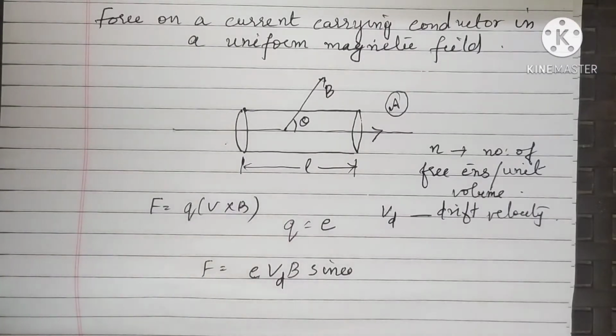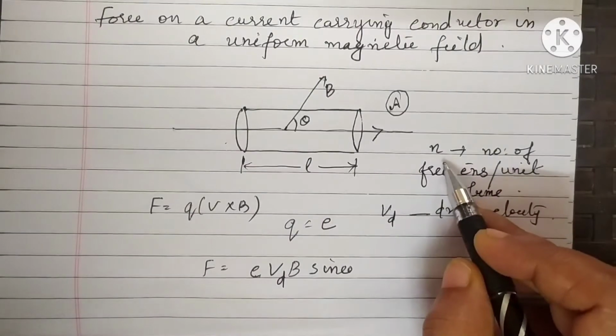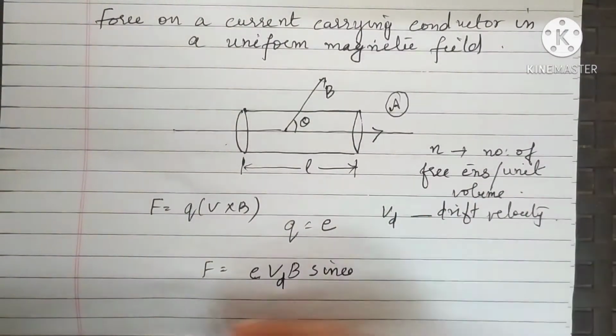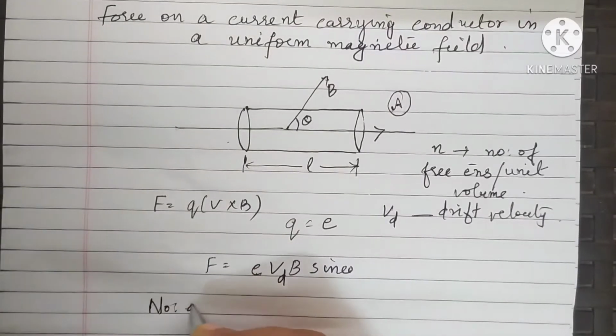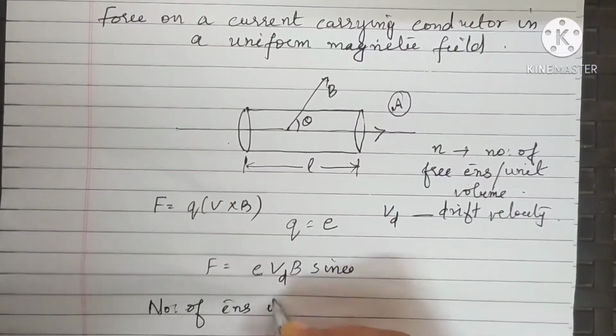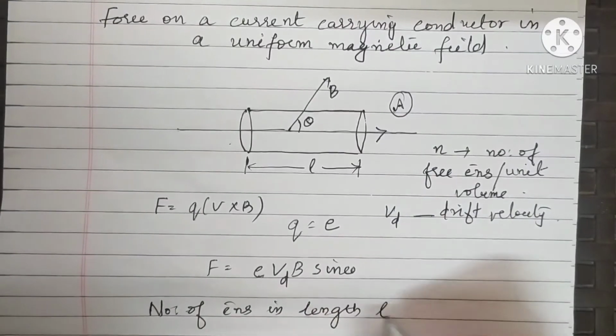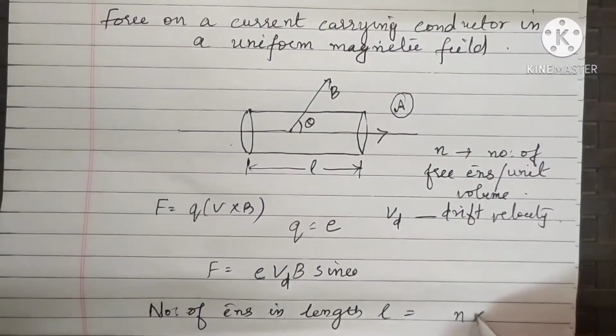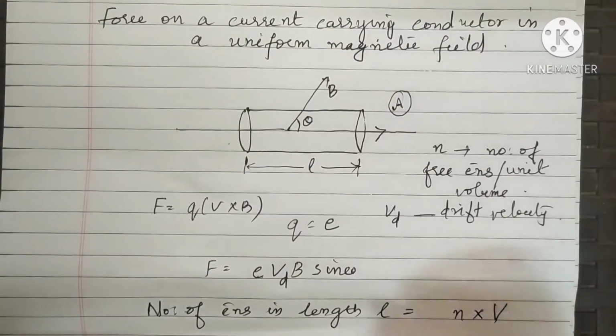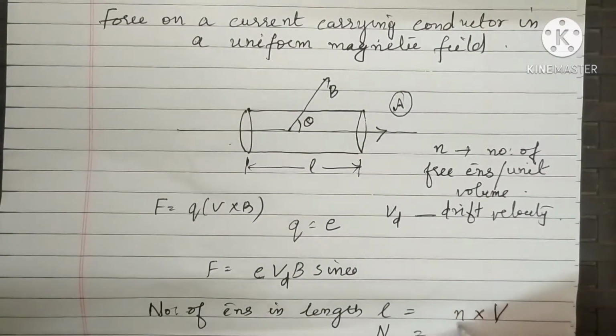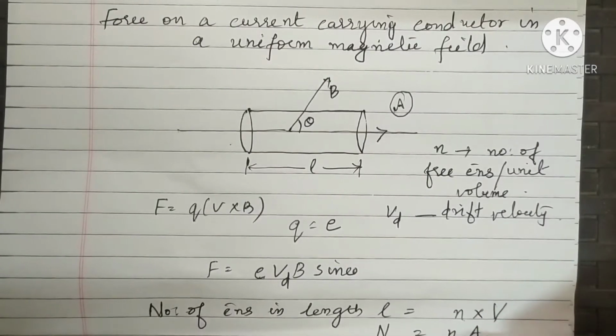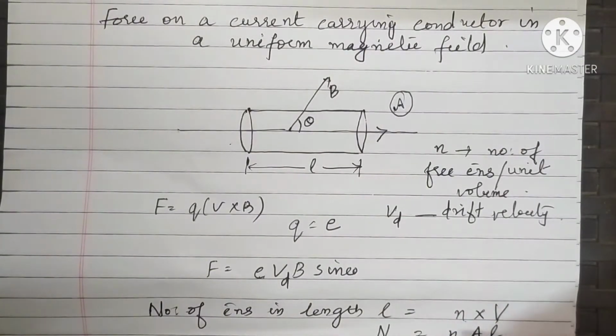Now, then what about the total number of electrons in this particular length L of the conductor? Because you know small n is the number of free electrons per unit volume. Then the total number of electrons in this length L is given as, how can you write? Small n into that particular volume. Isn't it? So capital N is given as small n into A into L. Clear for you? Small n into A into L.